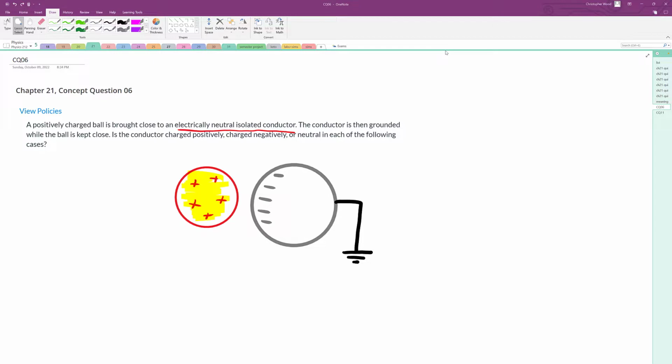If, on the other hand, this ground is removed from the gray ball with the red ball still nearby, I'm stranding those negative charges. So at this point, even if I do remove the red ball, there's no way to ground the gray ball, so the gray ball will attain a net negative charge as a result. Very similar to what you did in the Faraday ice bucket laboratory.